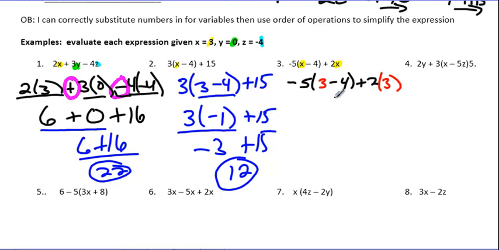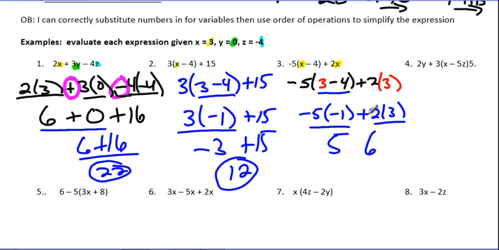Now let's go ahead and solve this. Work inside parentheses first. That's what order of operations tells me to do. So that's negative 5 times, that's going to be negative 1, plus 2 times 3. I have multiplication, addition, and multiplication. Because my 2 multiplications are separated by a plus sign, I could do them both at the same time. So I end up with 5 here, because a negative times a negative is a positive. And 6 here, and a positive times a positive is a positive. So I have 5 plus 6, which is 11.